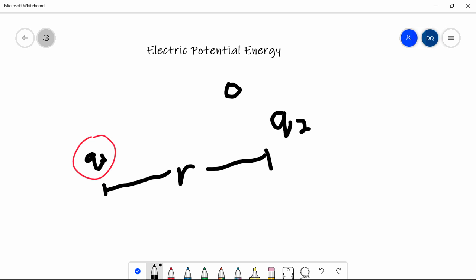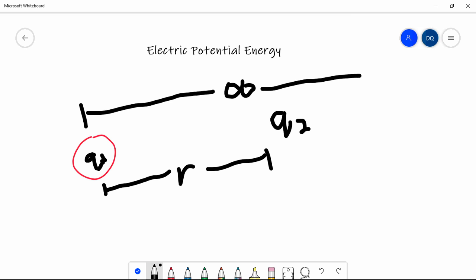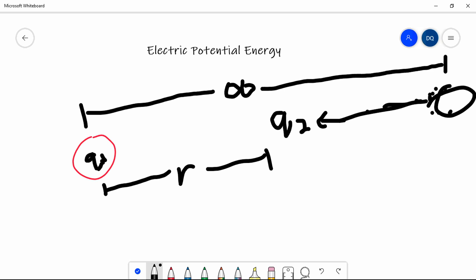And we want to consider how much work it would take to bring a charge from infinitely far away. So let's say it was here, to bring it from infinitely far away to there. And remember, work is force multiplied by distance, but we have a changing force, so we have to use integration instead of just simple multiplication. We define the amount of energy when we're infinitely far away as 0.